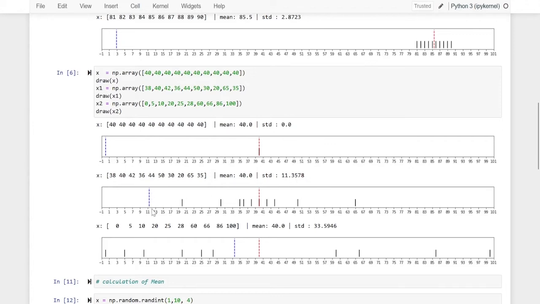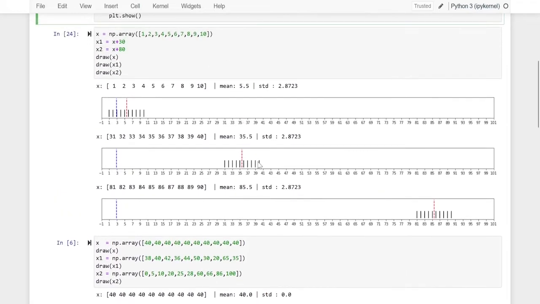11.3578. Look here. And here, see, here dispersion is too much, and that dispersion is getting reflected by standard deviation. It is 33.5946. Look. So now, so far as these data sets are concerned, standard deviation looks smarter as compared to mean. Just the opposite of here.